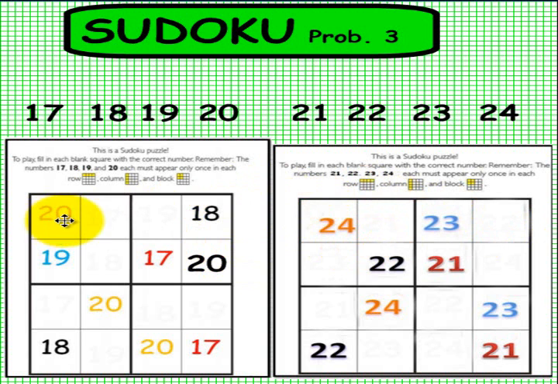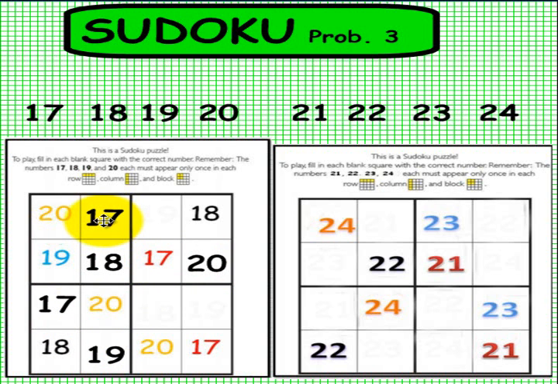Okay, on this side, in this column, we have 18, 19, 20, so we're missing 17. Now here we have 17, 18, 20, so we must be missing number 19. Very good. Here's 19. What number's missing? If you said 18, you're correct. So we have 18, 19, 20, so we must be missing 17.